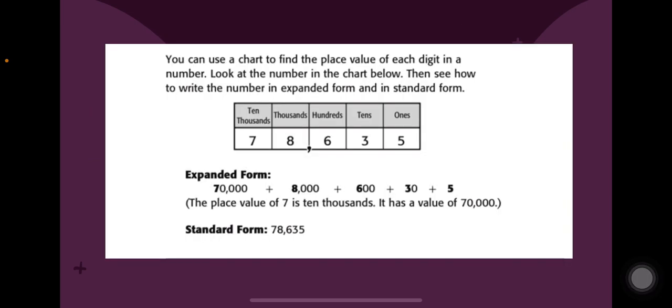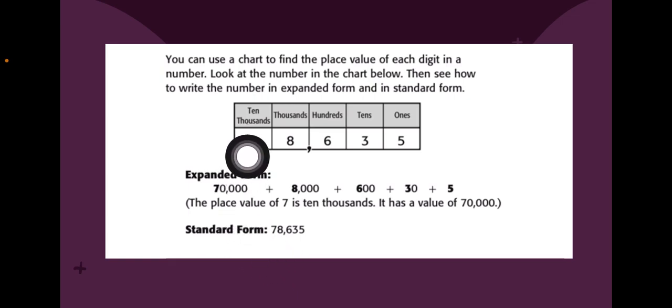So let's move on. Here we have an example. Can you see? There are 10,000s, thousands, hundreds, tens, and ones. The first and the biggest number is 10,000, right? This is the biggest house here. So we will write it here, like the first one. The first number is the bigger number. So 10,000.